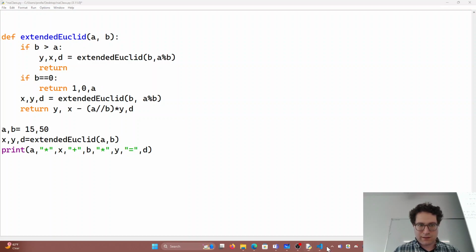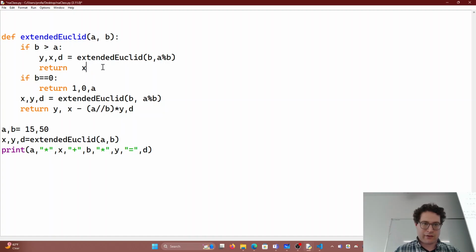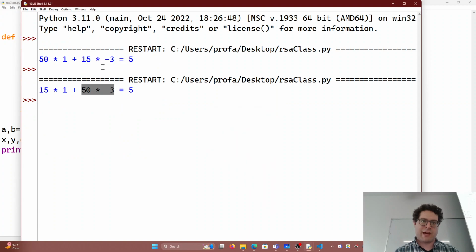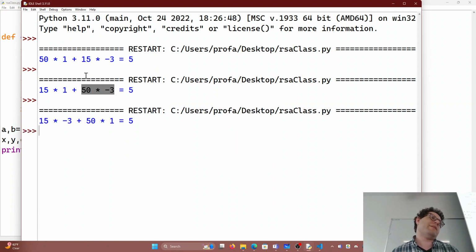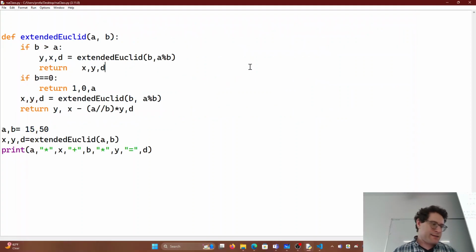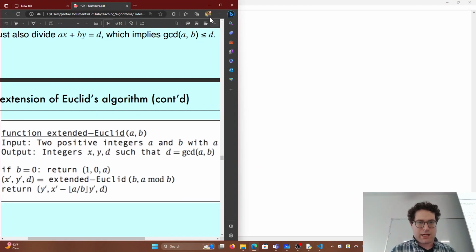xd out of this, and I want to return x, y, d. So I just need to make sure that since the inputs are flipped, I flip the outputs. That's all that was for, because I don't want to write anything to enforce the rules there. Okay, so that's our extended Euclidean algorithm. We'll come back to it because we're going to need it.